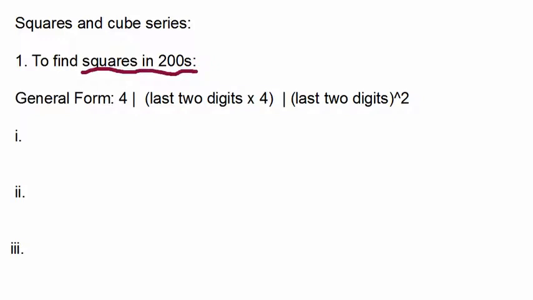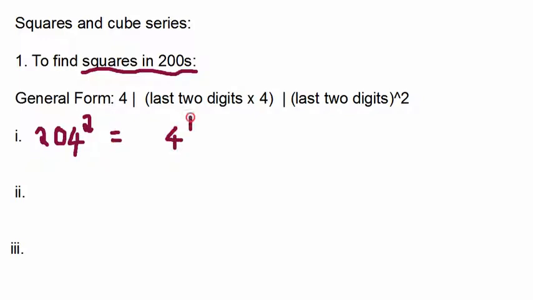In today's session, as part of the Square and Cube series, let us see an easy shortcut method to find squares in the 200s, 300s, 400s and 500s. So let us take an example, 204 square. You can check the general form here.